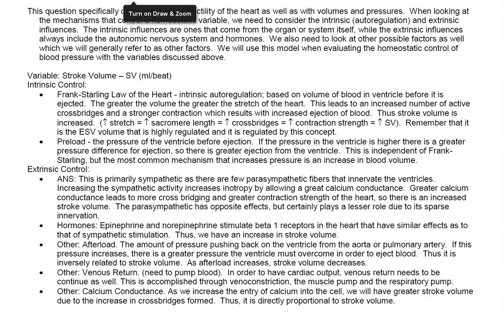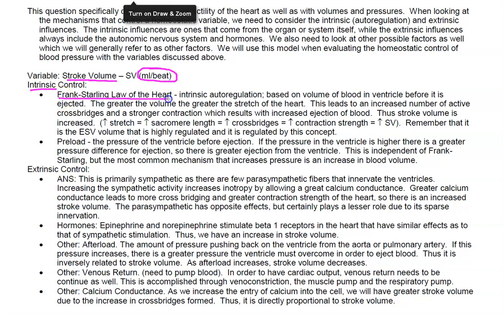Okay, so the second variable we'll look at is stroke volume. Again, remember our mean arterial pressure equals heart rate times stroke volume times TPR equation. Stroke volume has the units of mils per beat. We'll look at it intrinsically and extrinsically like we just did before. So the intrinsic control of stroke volume has to do with what we call the Frank-Starling law of the heart.